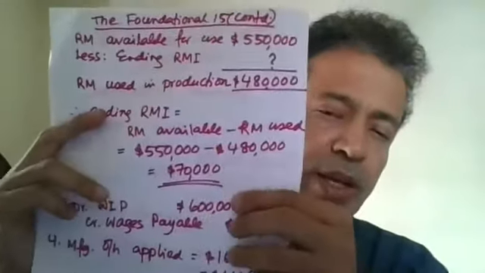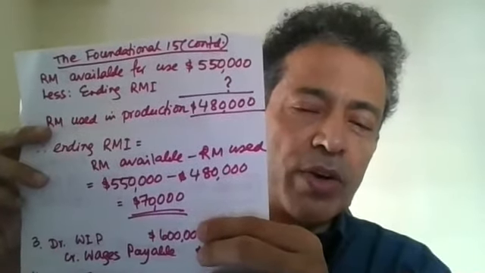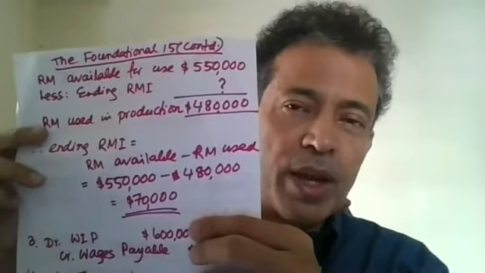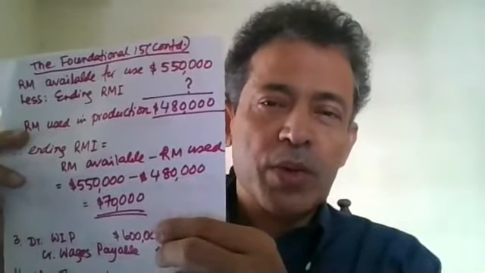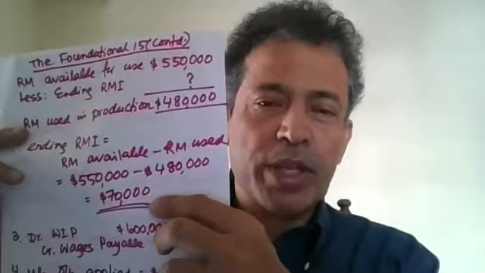So from 550, if you have used only 480, then how much is left over? Think again. You had available $550,000 worth of materials, and of the total materials you have used only $480,000. So the remaining $70,000 must be raw materials in ending inventory, or unused raw materials at the end of the period. That is what is called ending raw materials inventory. Okay, perfect. So that's number 2.